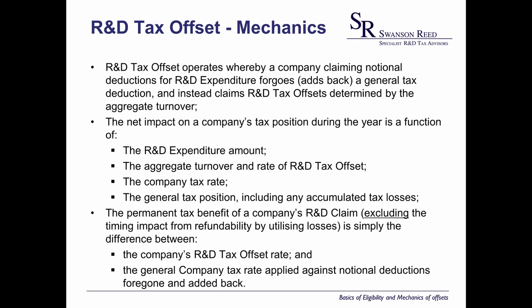The R&D tax offset operates whereby a company claiming notional deductions for R&D expenditure forgoes a general deduction for R&D expenditure, and instead claims an R&D tax offset determined by the aggregated turnover. The net impact on a company's tax position during the year is a function of the R&D expenditure amount, the aggregated turnover and rate of R&D tax offset, the company tax rate, and the general tax position, including any accumulated tax losses. The permanent tax benefit of a company's R&D claim is simply the difference between the company's R&D tax rate and the general company tax rate applied against notional deductions forgone and added back.